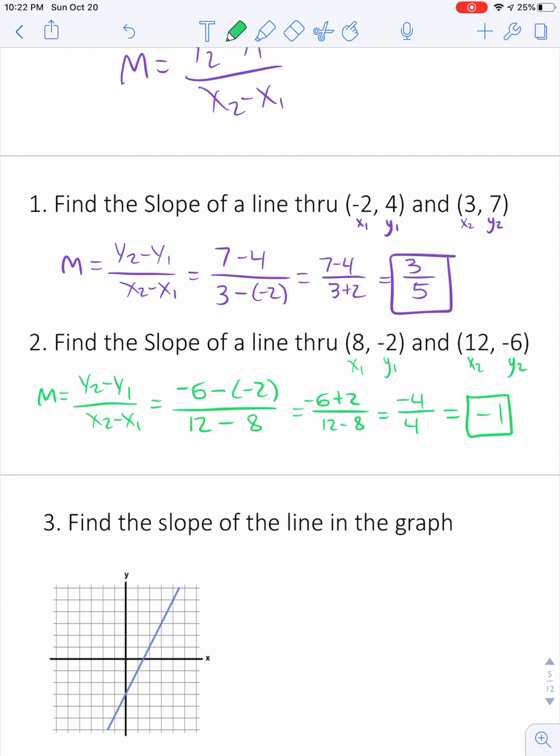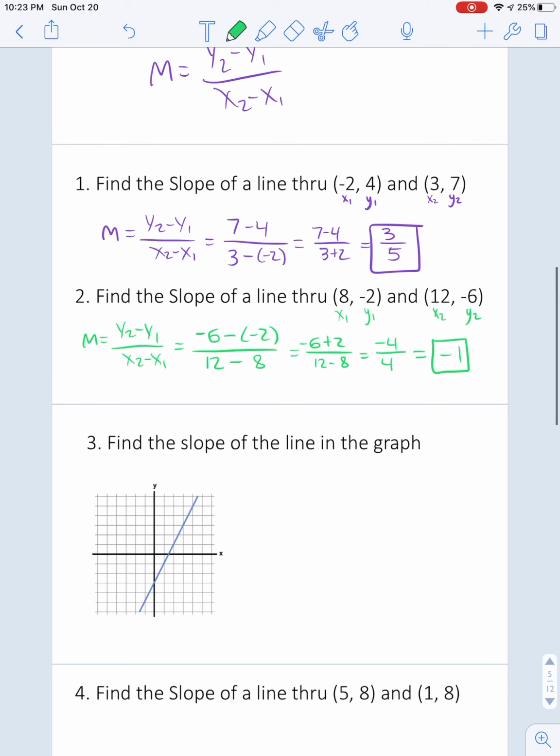I know I said leave it as a fraction, but if it turns into a whole number, you change it to a whole number. Whole numbers are like fractions. It's unnecessary to put the 1 underneath.